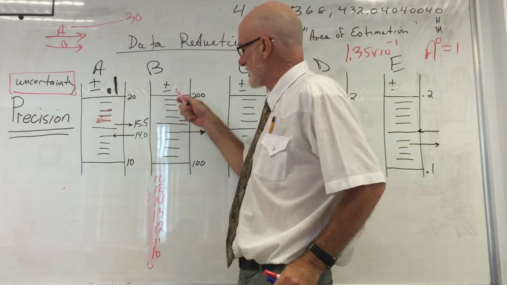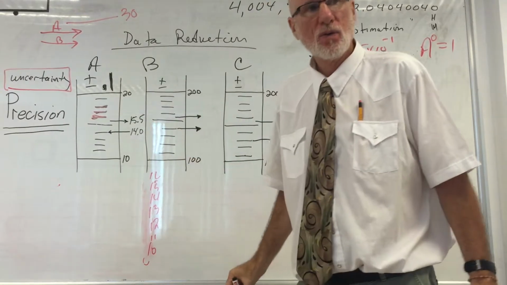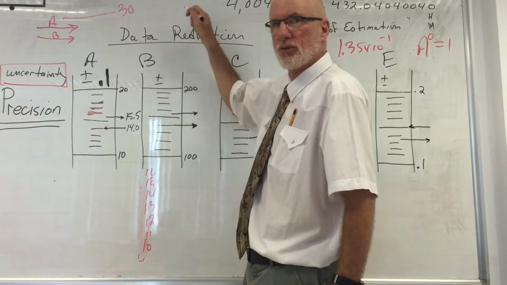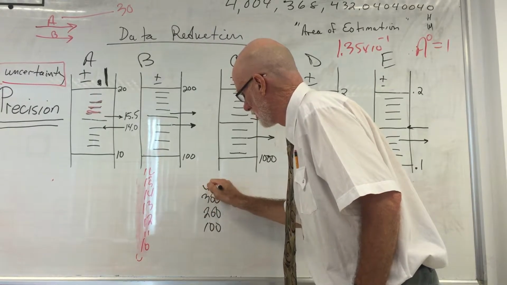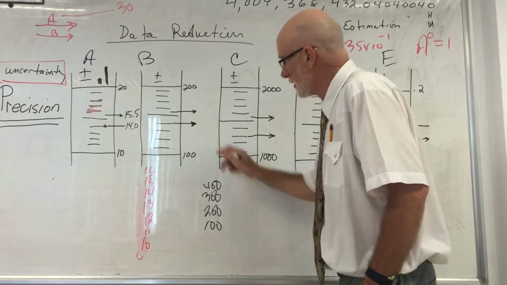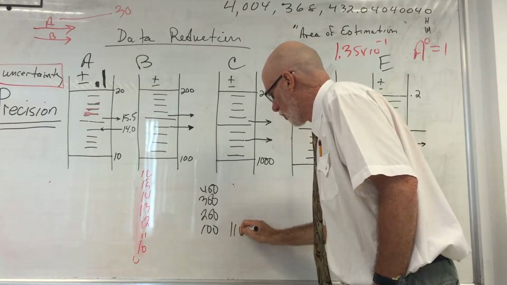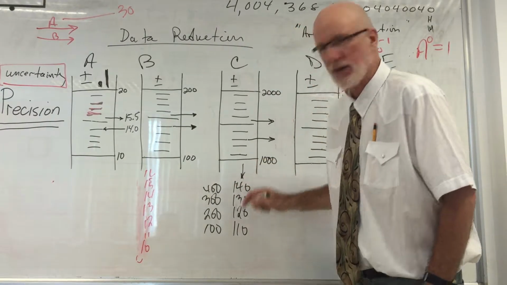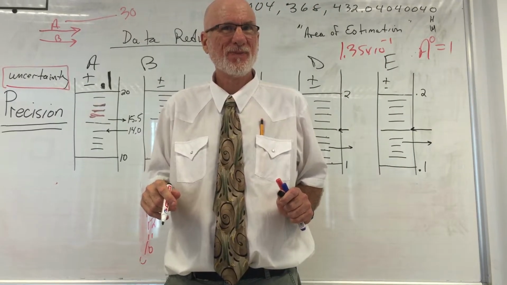Okay. So what is the estimation here? What am I estimating to be the place value? Ones. In other words, this is 100, 200, 300, 400. So what place value is changing? The large graduations are hundreds. 100, 110, 120, 130, 140. This is the place value that's changing here, right? Have you figured it out yet?